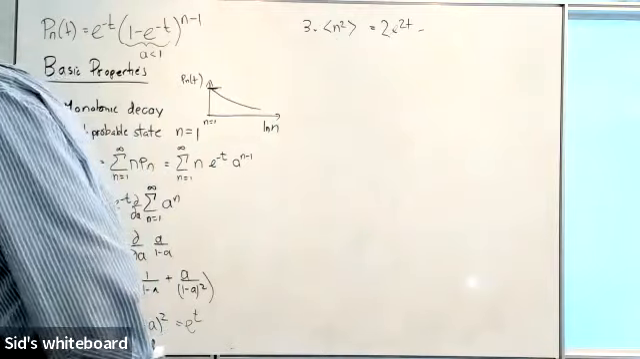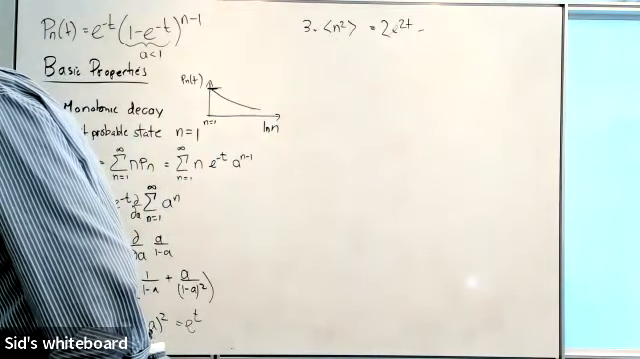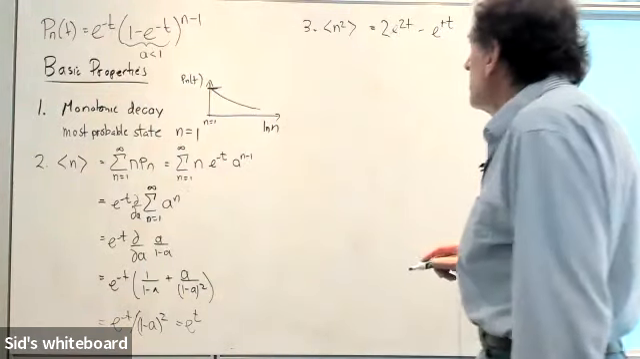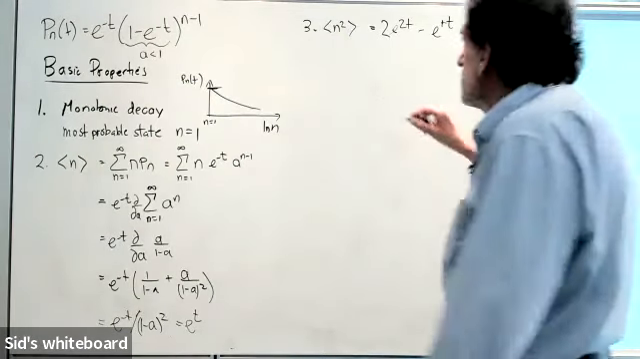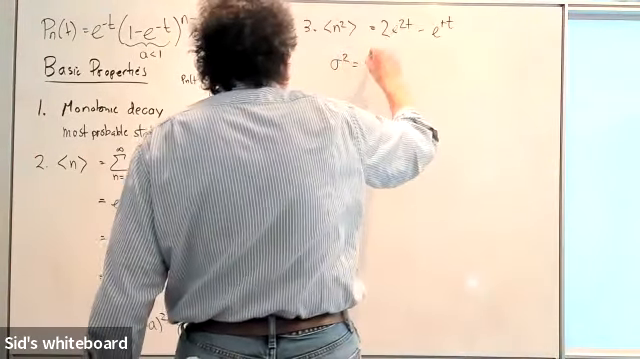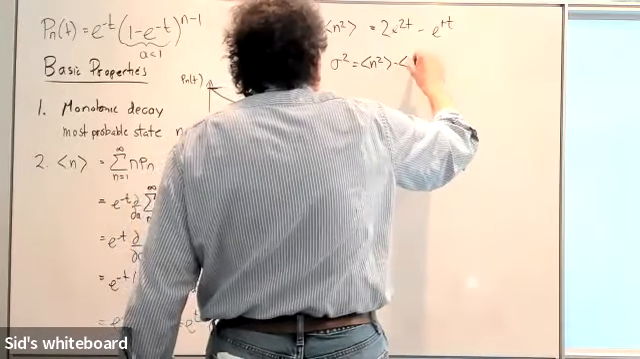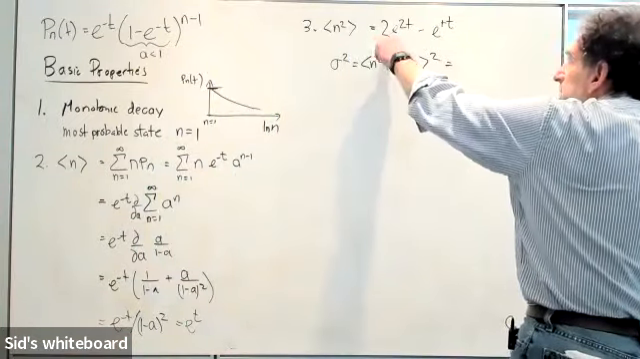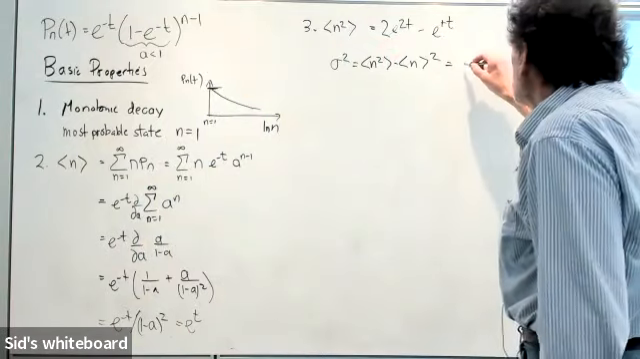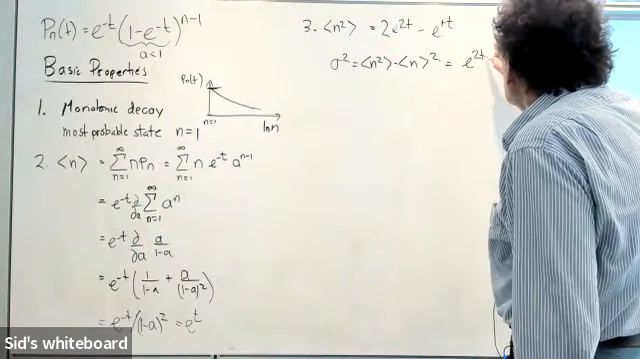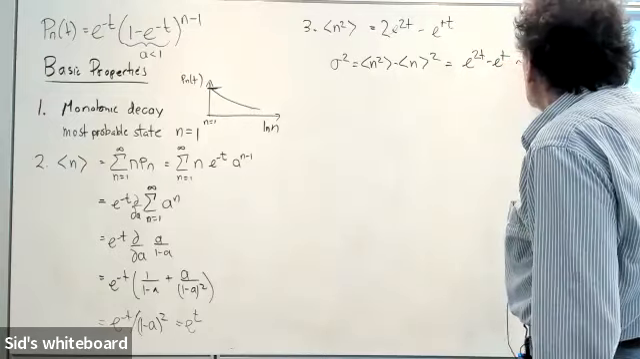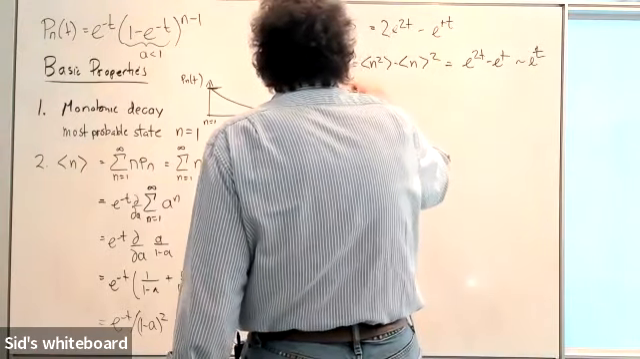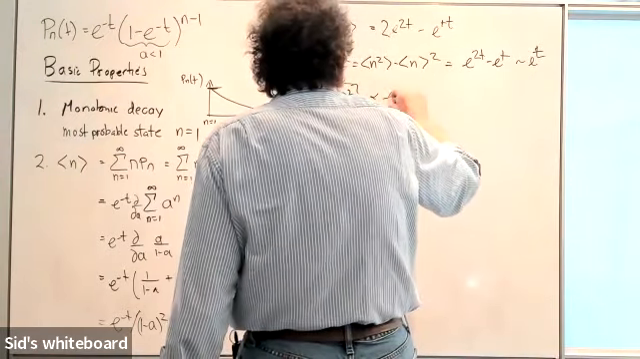Let me just check. Yes, e to the plus t, sorry. That's what n squared is. And so from this, the variance, sigma squared, is equal to n squared average minus n average squared. So the point here, n average squared is e to the 2t, but it only cancels one of the two e to the 2t's here. So this is of the order of e to the 2t minus e to the t, which I can write approximately as e to the t in the long time limit.